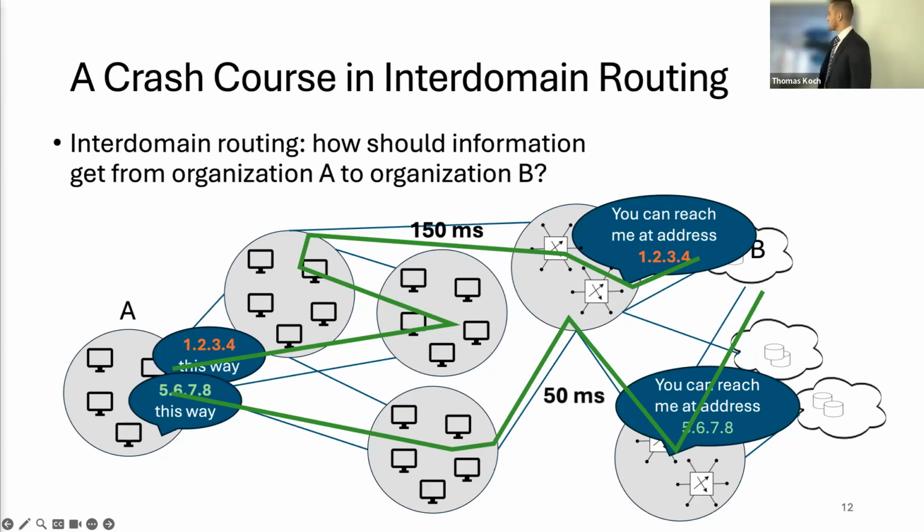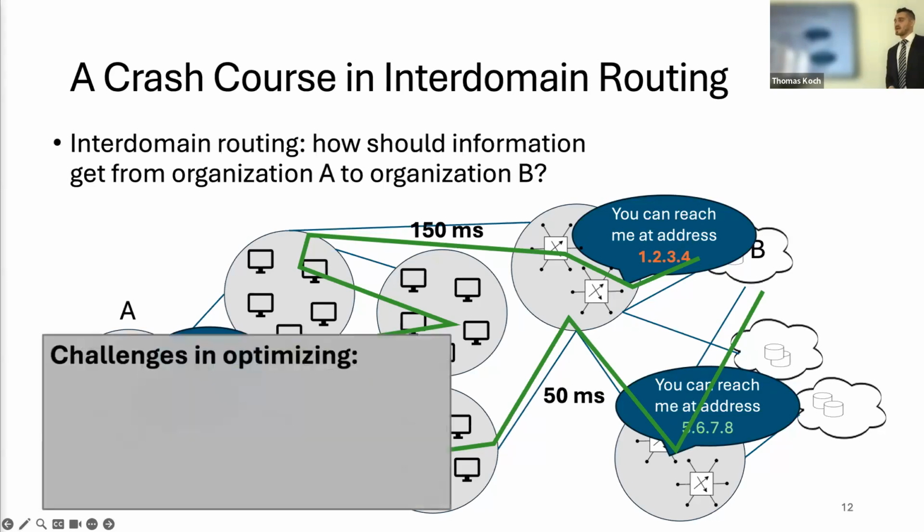So this top path might be a little longer and have 150 milliseconds of propagation delay, whereas this bottom path is 50 milliseconds. And so you come across this interesting problem where maybe you can find the best path between A and B in this interdomain sense. You can set up a sort of optimization problem. But it's a challenging thing to optimize these interdomain paths. And there are a few key challenges.